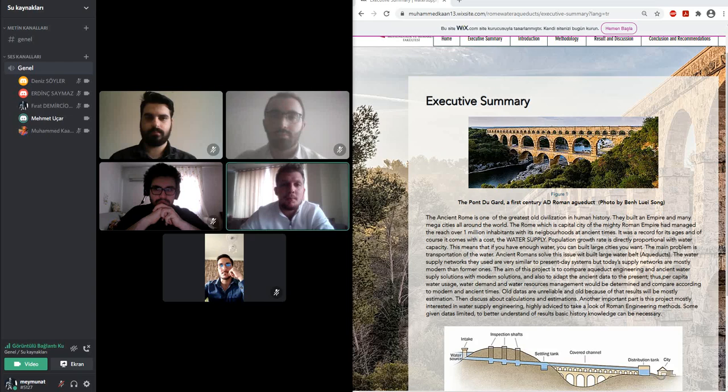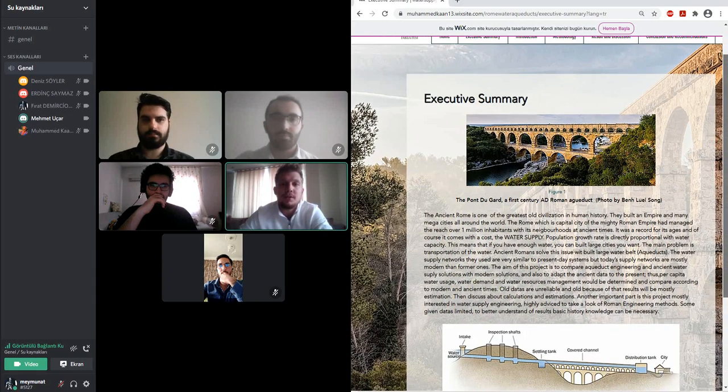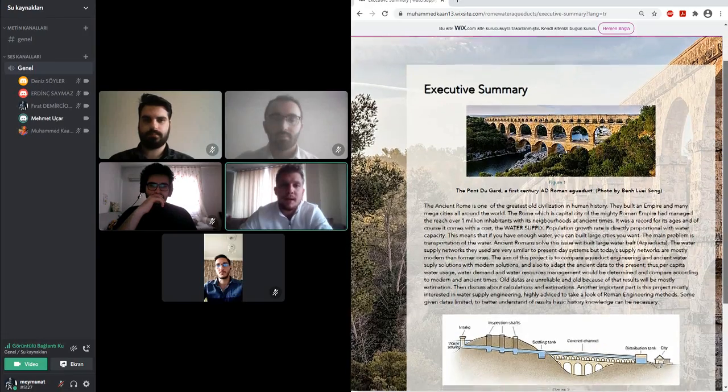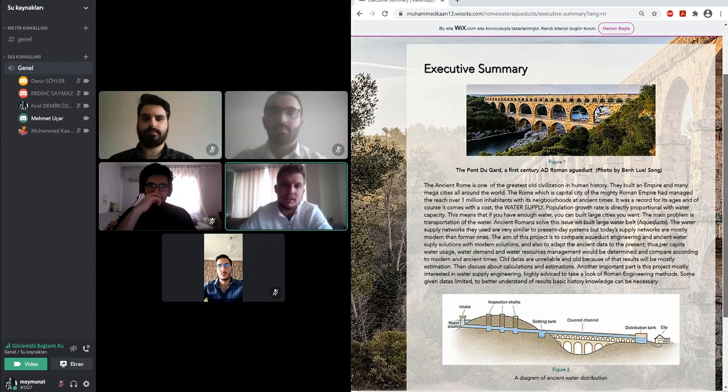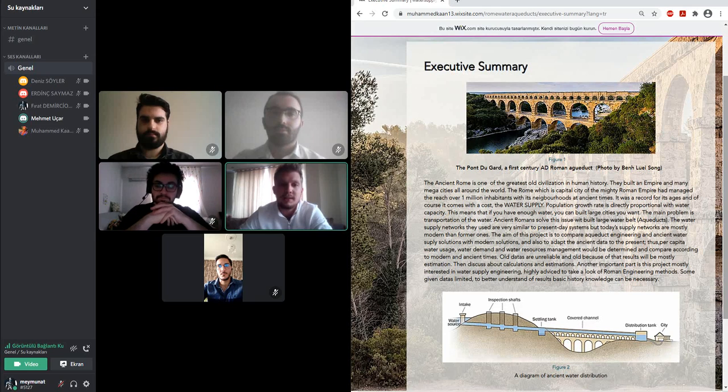Population growth rate is directly proportional to water capacity. This means that if you have enough water, you can build the large cities you want. But the main problem is the transportation of the water. Ancient Romans solved this issue by building large water belts, and their specific name is aqueducts. The water supply networks they used are very similar to present day systems, but today's supply networks are mostly more modern than the former ones.